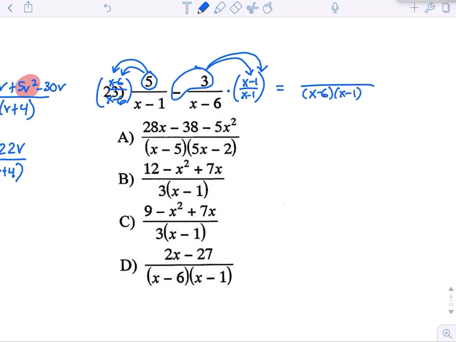5 times x is 5x, 5 times -6, -30, -3 times x is -3x, -3 times -1 is 3. So these are the ones that have the same like terms. So 5x minus 3x, 2x, -30 plus 3, -27, over x minus 6, x minus 1.